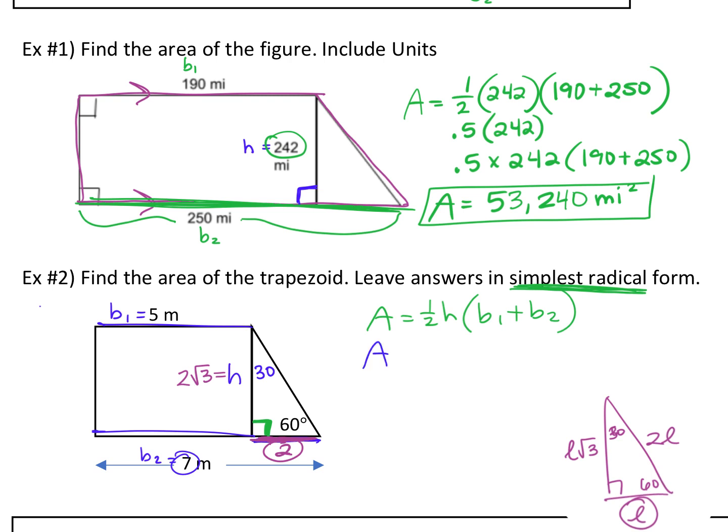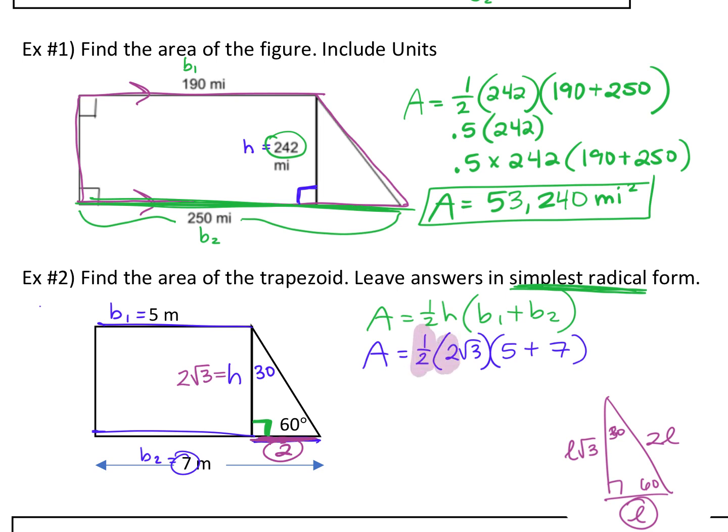All right, so if we're gonna plug in, this is 1/2. What is H? 2 rad 3. And then B1, which is 5, plus B2, which is 7. Okay, here's where it's easy to make a mistake. If it's in simplest radical form, you don't touch the radical until the very end of the problem where you drop it into the answer, okay? So we're gonna ignore the rad 3 right now, and you're gonna plug this into your calculator.